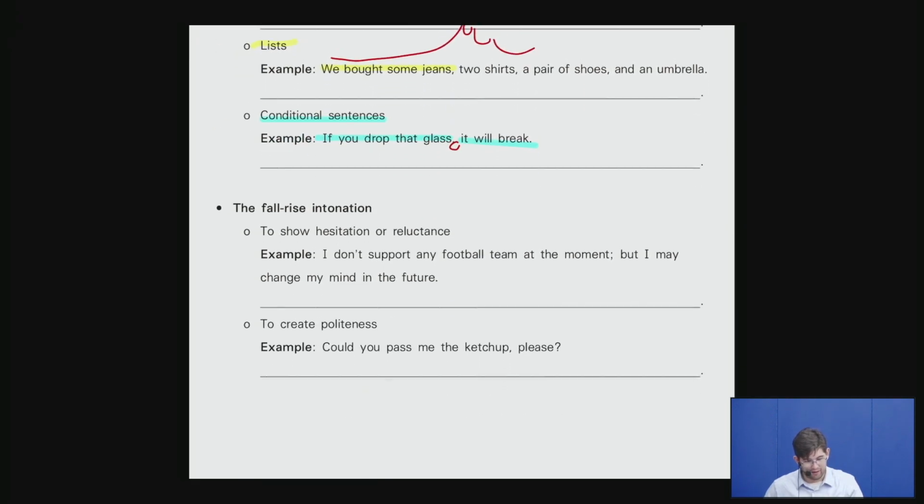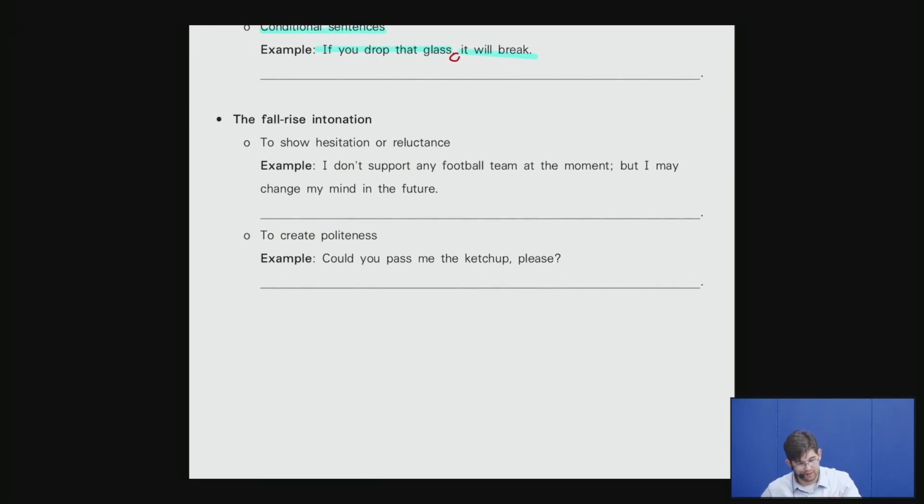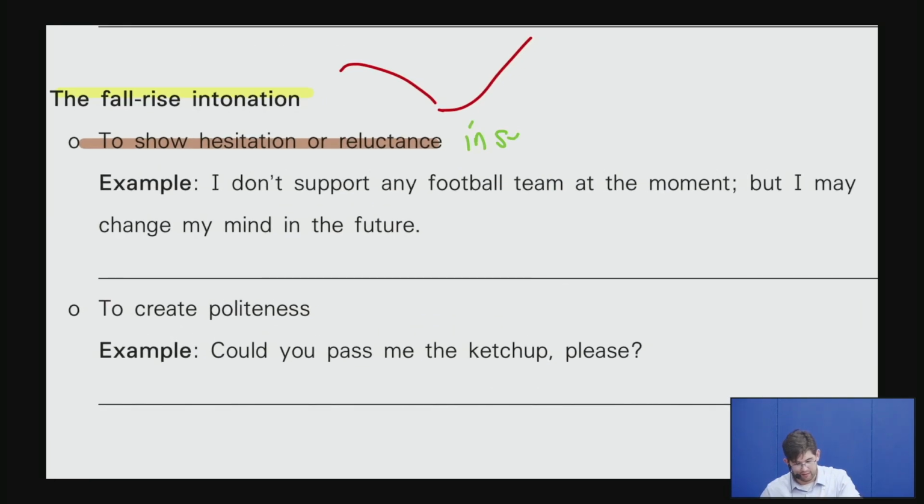All right? And our last one is the exact opposite. The exact opposite is what we call the fall to rise intonation, which means it's going down and then coming back up. So what we're really doing here is to show hesitation or some reluctancy. We're showing that we're unsure, is another way to say this. Insecurity, or sorry, I misspelled that quite badly. Insecurity, or unsure is really what we're showing.